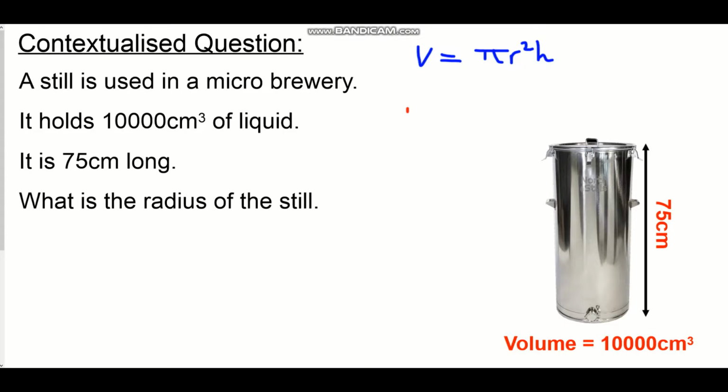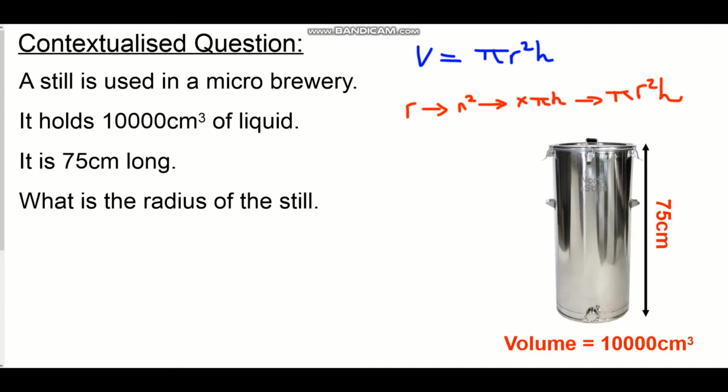If I think about radius, what's happening to it? Well, first of all, it's being squared. Second of all, it's being multiplied by pi, which is just a number, and h, which is just another number. And that gives you pi r squared h. Okay, so those are the things that we have to undo.